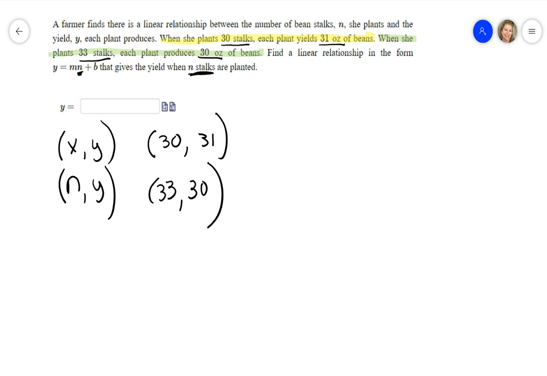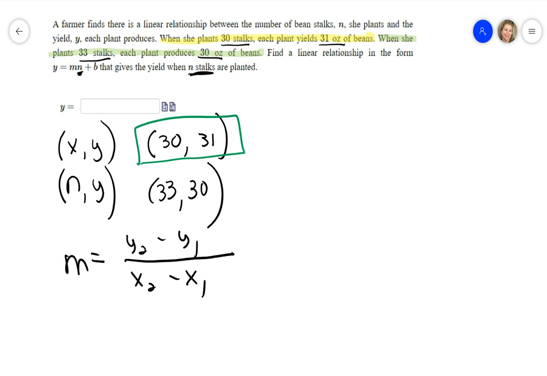So I'm going to find the slope. The slope is going to be y sub 2 minus y sub 1 over x sub 2 minus x sub 1. It really doesn't matter which point you call the first point and which point you call the second point. Since I wrote this one down first, I'll call that the first point, and I wrote this one down second, so I'll call that the second point. So y sub 2 would be the y coordinate of the second point. That would be 30.